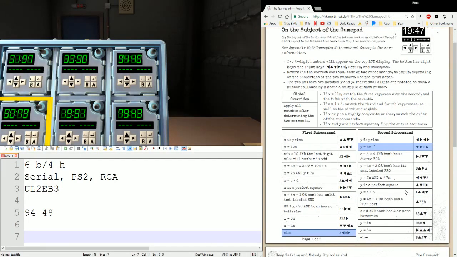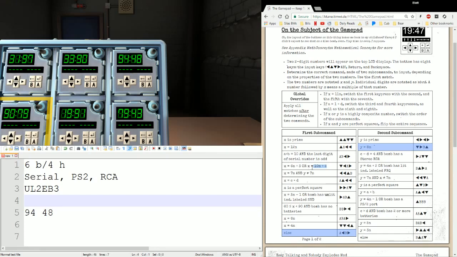Alright, let's see what you got. Got my edge work. Got my numbers written down. Got my subcommands highlighted. X, 94 is not prime. It's not a multiple of 12. 9 plus 4 is not 10. It's not 3 more than the multiple of 6. Closest you can get is n equals 15, so 6 15s is 90, plus 3 is 93. This would be a number ending in 5, so nope.